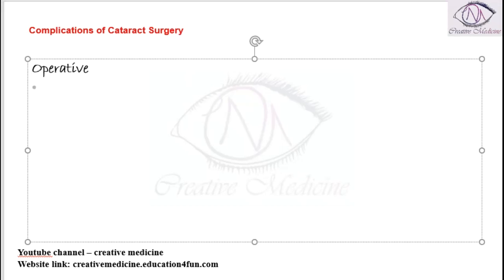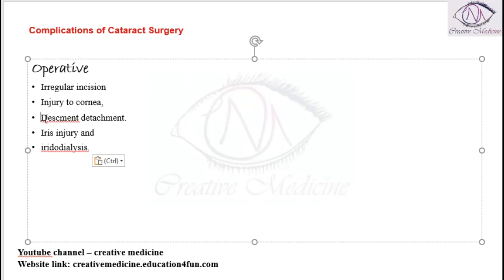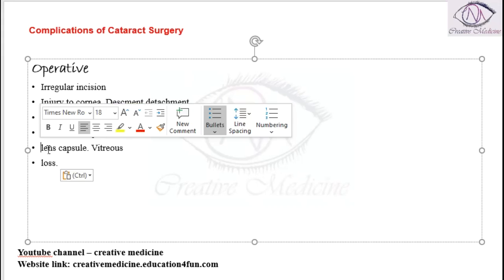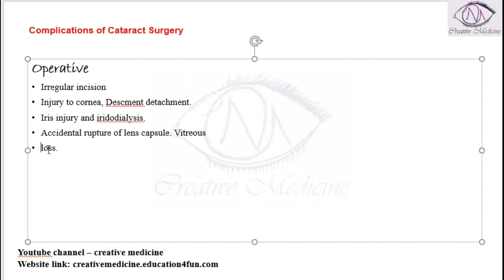Sometimes the patient can have an irregular incision during the surgery. There can be injury to different structures, like injury to the cornea, resulting in Descemet's detachment, and injury to the iris, leading to iridodialysis. Sometimes there can be accidental rupture of the lens capsule and vitreous loss may be seen, with expulsive suprachoroidal hemorrhage, which may also be seen in the patients.